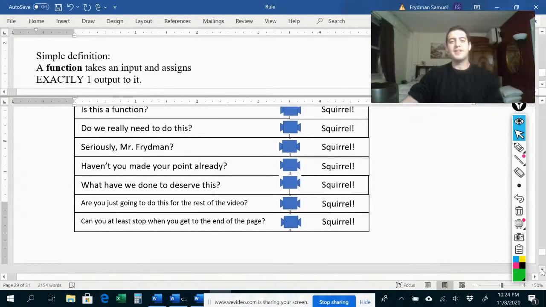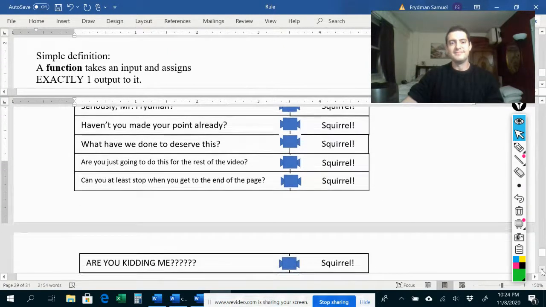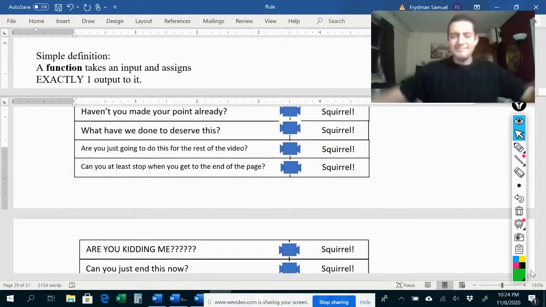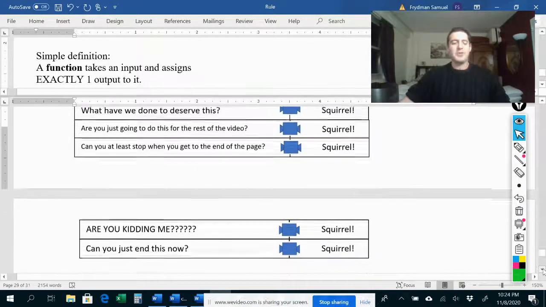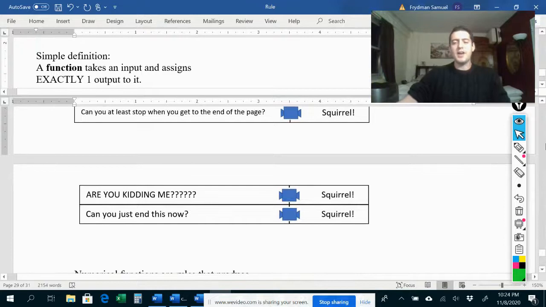All right, so we got to the end of the page. Squirrel! Okay, that really is the end. Oh, that was fun. Okay.